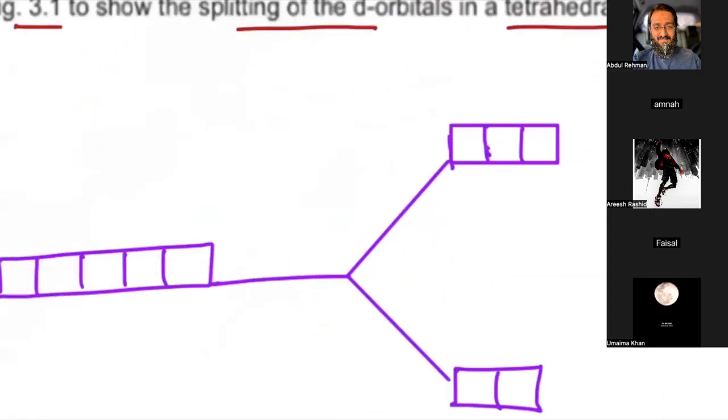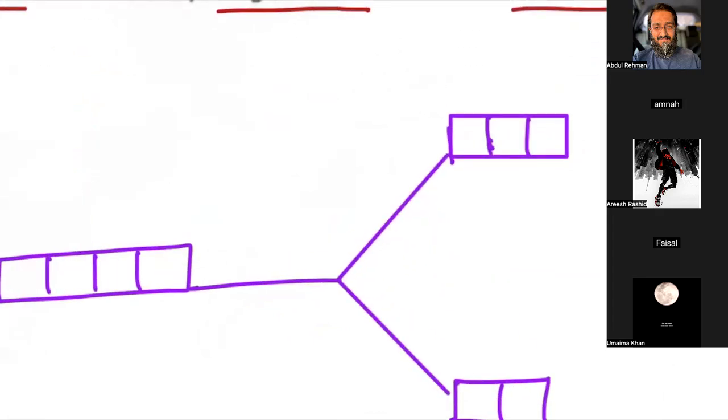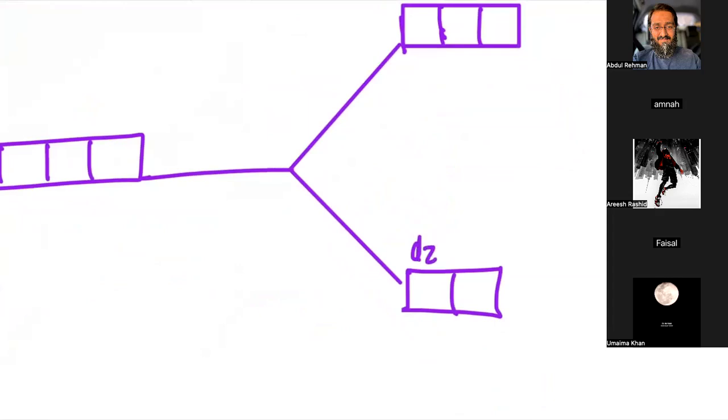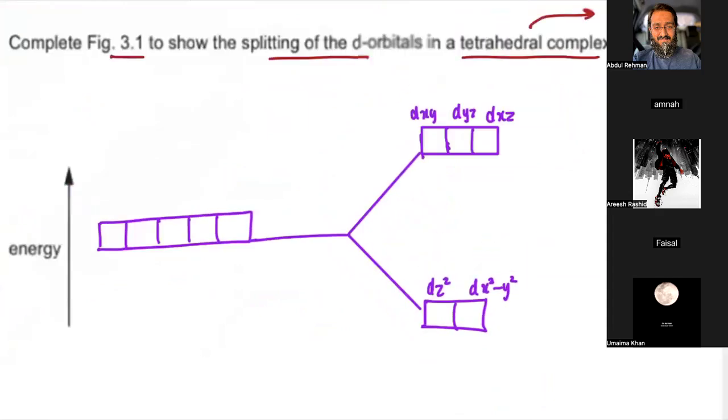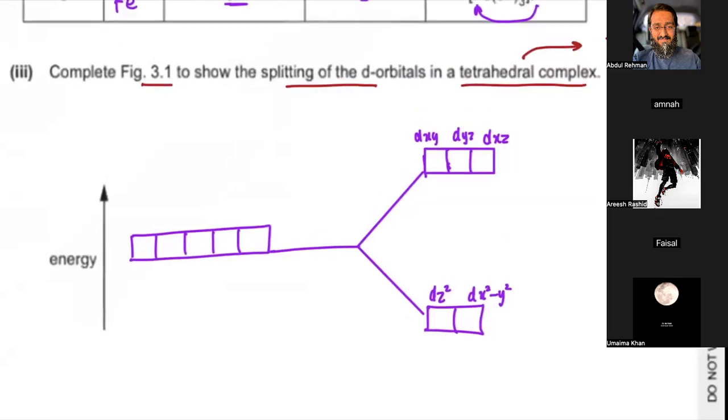If you want to label them, it is dxy, dyz, dxz. And over here, one is dz² and the other one is dx²-y². Don't write it in the boxes. Either write it below the boxes or above the boxes.